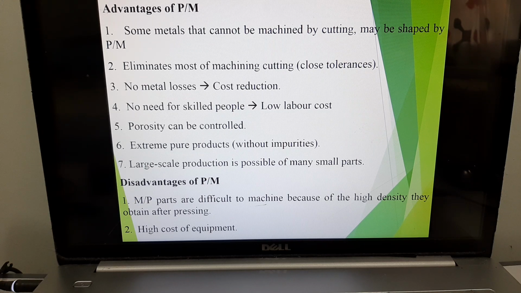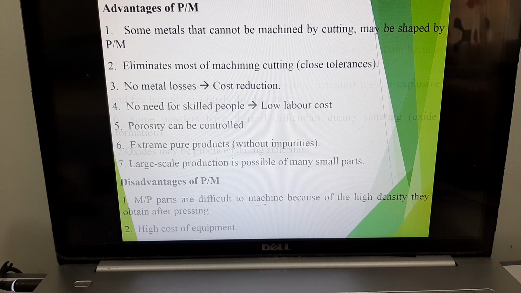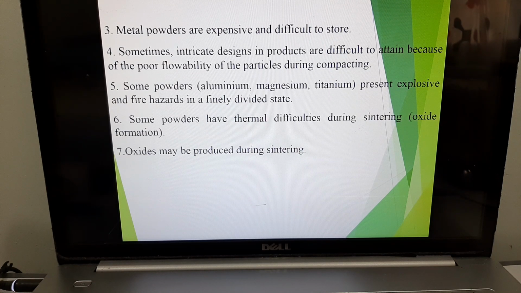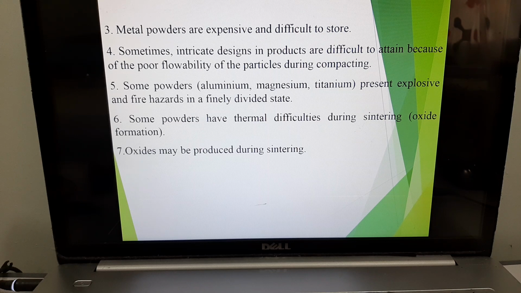Yeah, and it will involve high cost of equipment. You need a sintering furnace, you need a hand press to compact it. Metal powders are expensive and difficult to store. It is very difficult to store because powders can scatter. And it may get oxidized, so you must store it within a special container where you can control the humidity of the powder. Okay, you do not want the powder to spoil. If the humidity is too high, the metal powder will get contaminated.